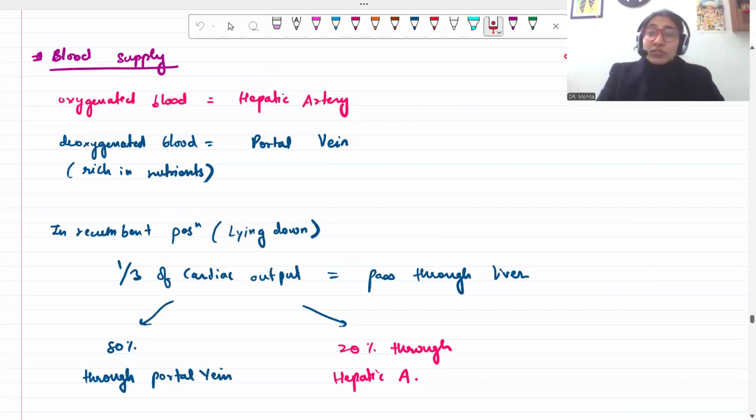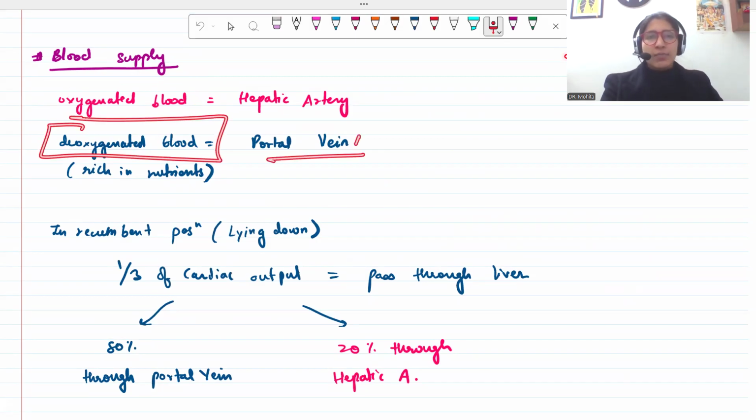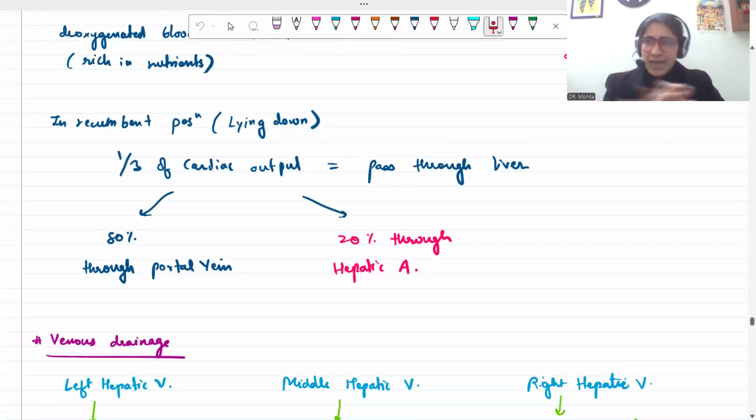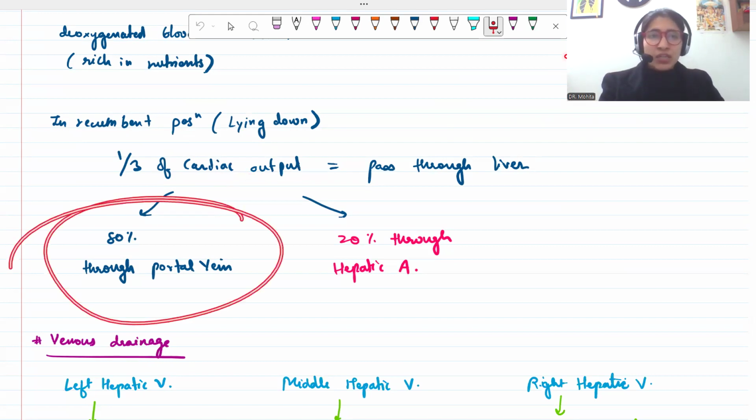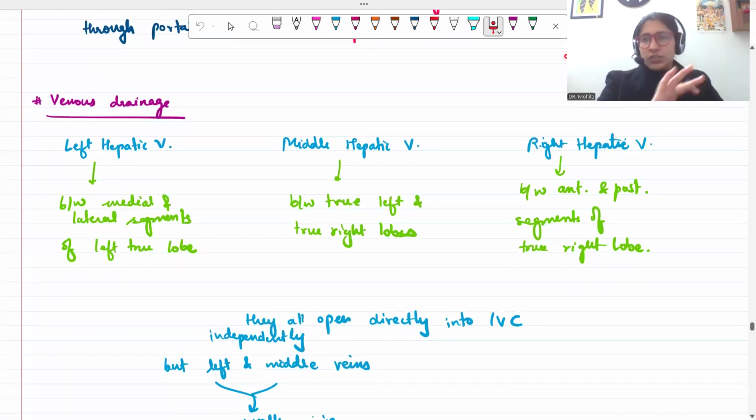So we are almost at the end of the lecture. Talking about the blood supply, it is very easy. Oxygenated blood is entering the liver by the hepatic artery. Deoxygenated blood is entering by the portal vein. In lying down position, recumbent position, one third of the whole cardiac output is passing through the liver, out of which 80% is passing through the portal vein and 20% through the hepatic artery. All good. Venous drainage, simple.